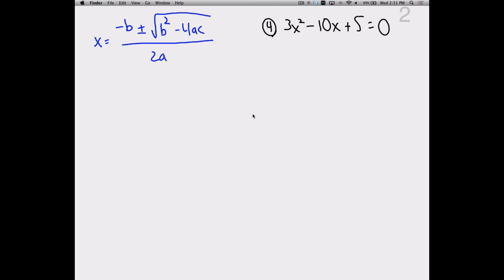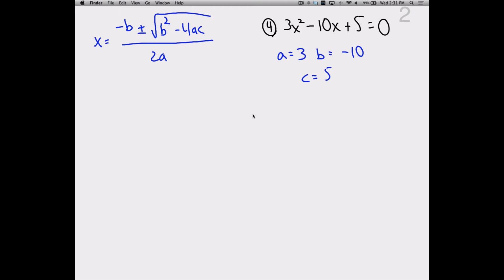In this particular problem, what is A? 3. What's B? Negative 10. You got to take the negative sign with it. What's C? 5. From the general form of the quadratic, ax squared plus bx plus c, is where we get those values. Could you use the quadratic formula on every one of these problems? Yes, it's just a pain in the butt. That's why we don't do it.